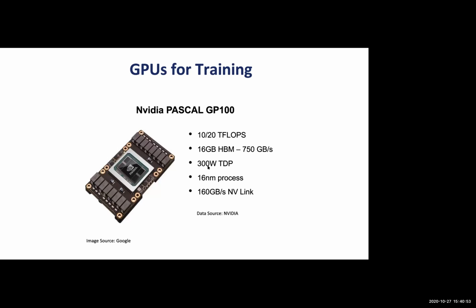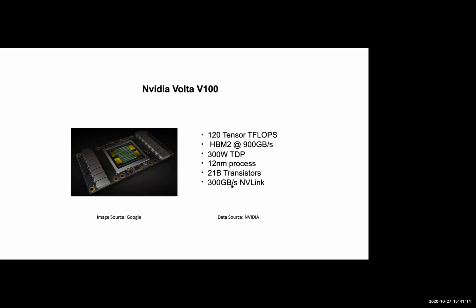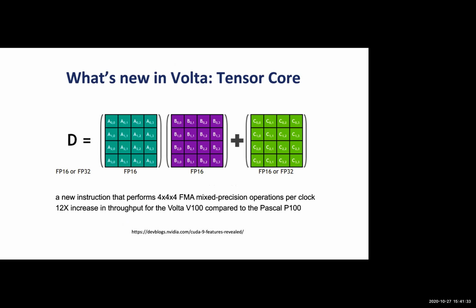The power consumption is the same, 300 watts. The transistor technology used was 16 nanometer in Pascal and 12 nanometer in Volta. And as I said, for inter-GPU communication it has around 160 Gbps, but here it is around 300 Gbps. So this is how it worked. This was a major change, NVIDIA coming to deep learning. So this is a comparison between NVIDIA Pascal and NVIDIA Volta. As I said, this is why it's specifically meant for deep learning.